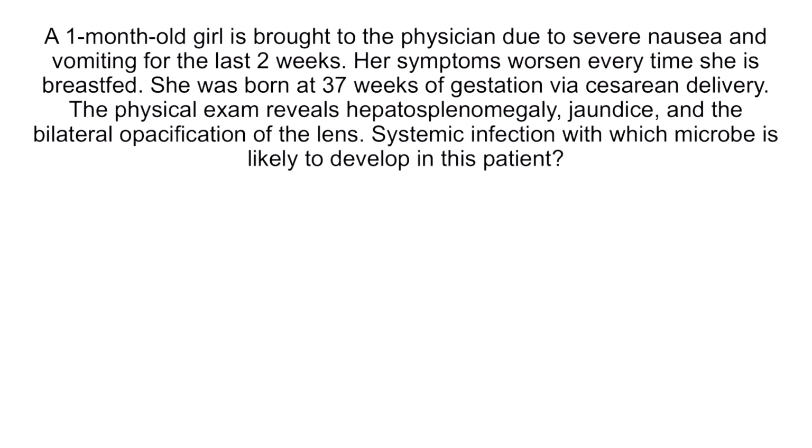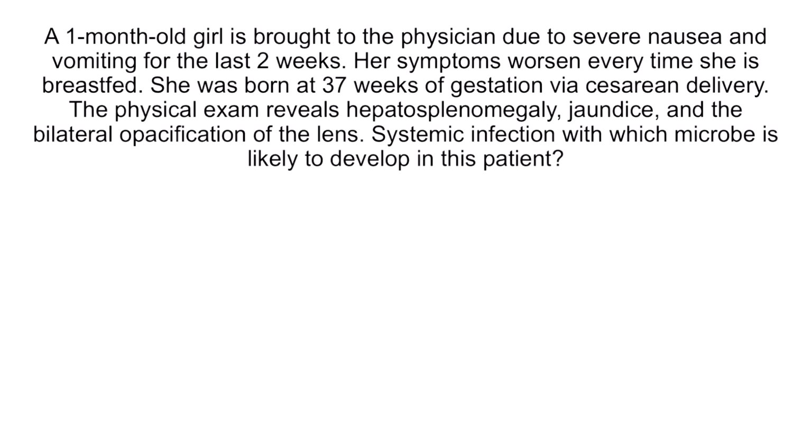A 1-month-old girl is brought to the physician due to severe nausea and vomiting for 2 weeks. Her symptoms worsen every time she is breastfed. She was born at 37 weeks of gestation via cesarean delivery. The physical exam reveals hepatosplenomegaly, jaundice, and the bilateral opacification of the lens. Systemic infection with which microbe is likely to develop in this patient?